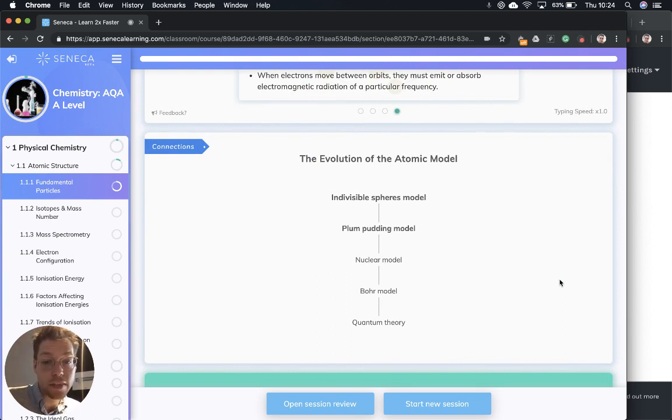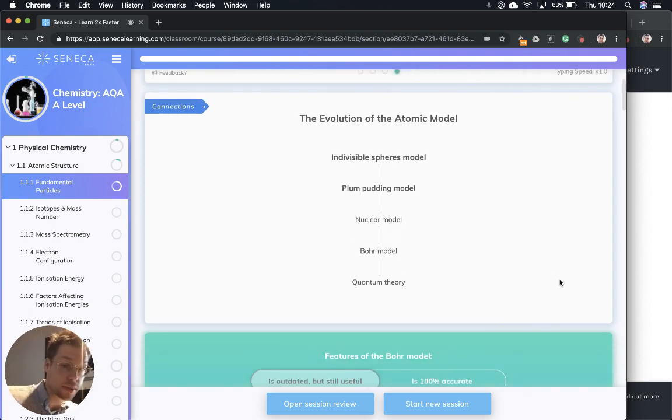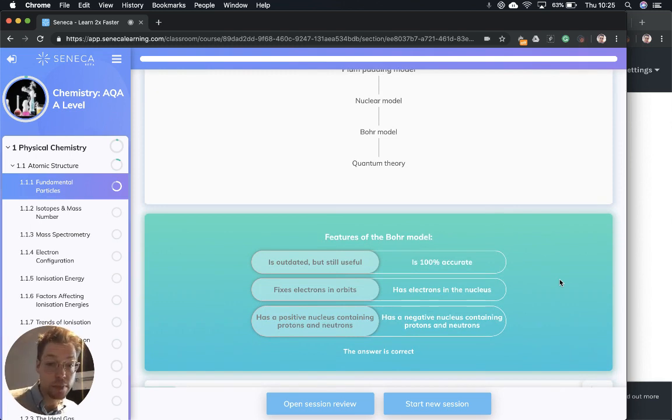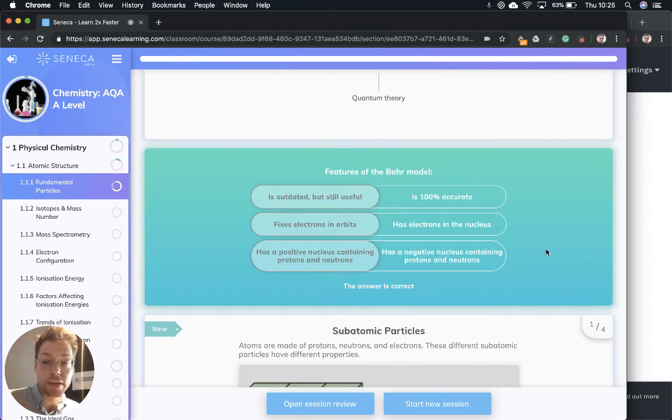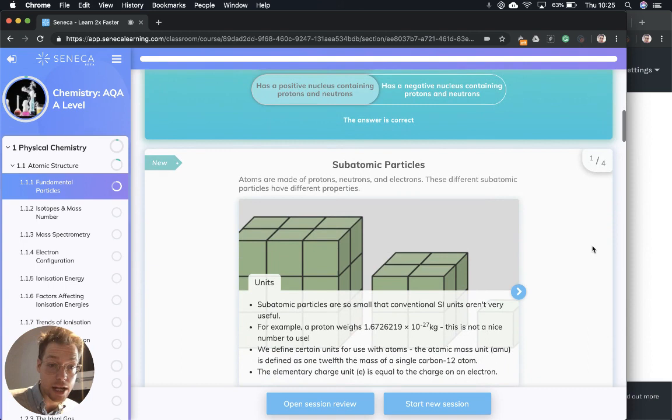So let's talk about the evolution of the atomic model in a more concise manner. Okay, we start with the indivisible spheres model, then we go up to the plum pudding model, then it's the nuclear model, then the Bohr model, and then quantum theory. And quantum theory, that's where we're at now. Okay, so do we remember the key features of the Bohr model? Okay, was it 100% accurate? Not quite. So it's a bit outdated, but it's still useful. It was really useful because it fixed electrons in orbit, and that really helped us develop quantum theory. And the key features of the model, we have a positive nucleus containing protons and electrons.